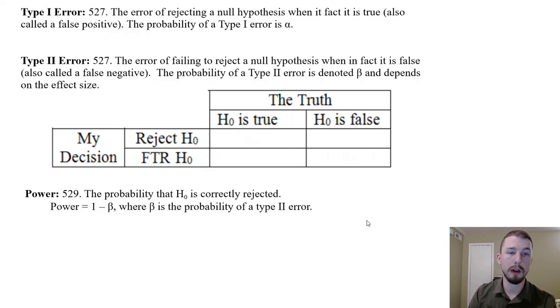So type 1 error is the error of rejecting a null hypothesis when it was in fact true. It's also called a false positive. That is directly equal to the alpha level. 1%, 5%, 10%. That's the probability that you're setting if the null is true. That one's easy to calculate.